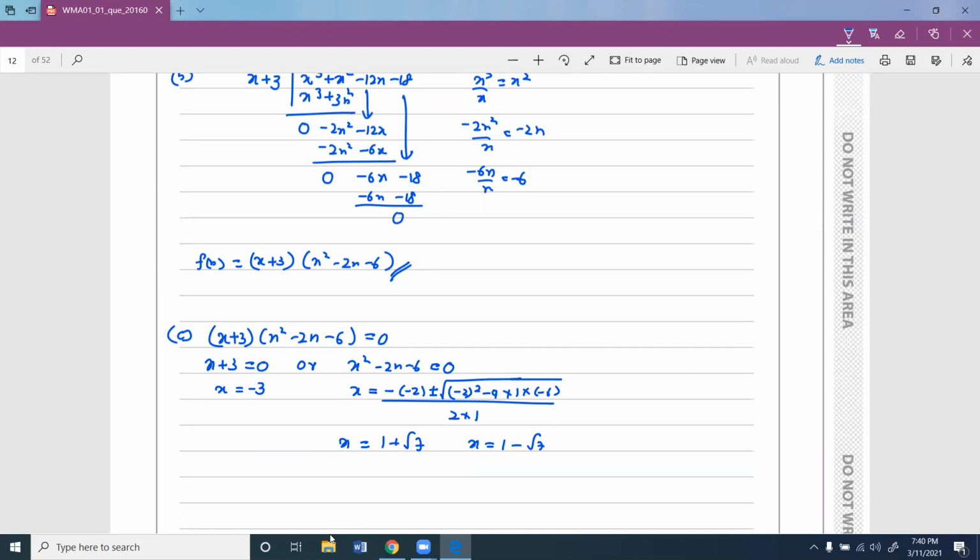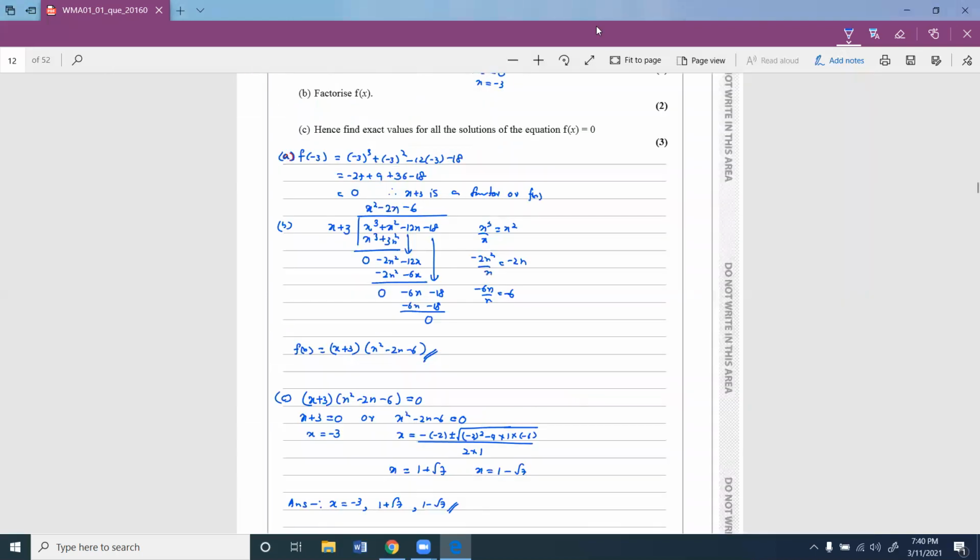Therefore, you can write the answers: x equals minus 3, the other answer is 1 plus root 7, the other answer is 1 minus root 7. These are the solutions of this function when f(x) equals 0. This is the complete answer for this question. It's a way of doing this.